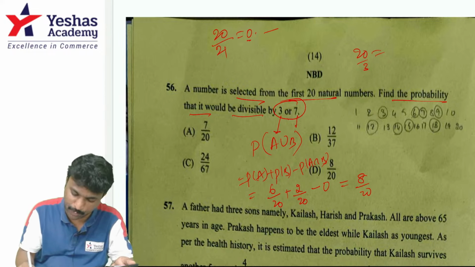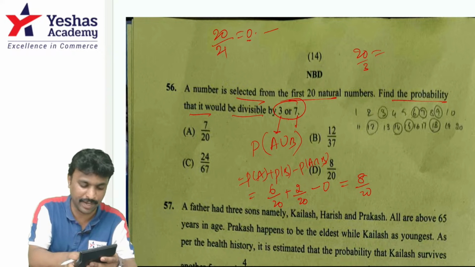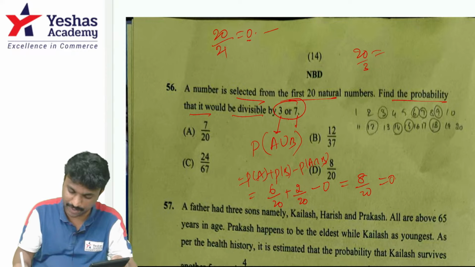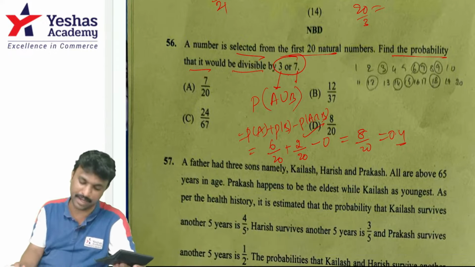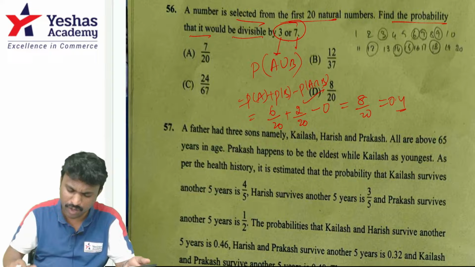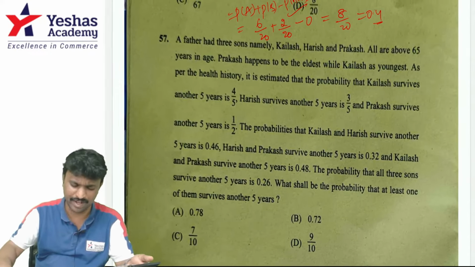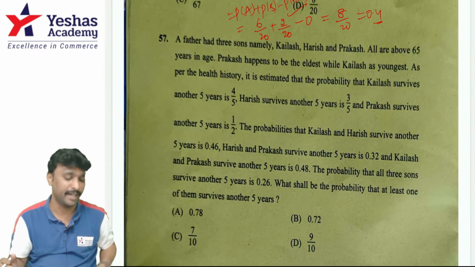So 8 divided by 20. What is 8 divided by 20? That gives you 0.4. Which option? Option D is the right answer. Is this clear, everybody? Now moving on to the next question.